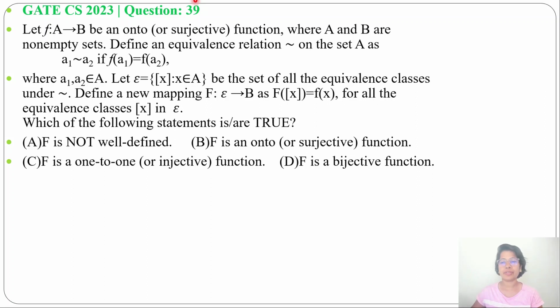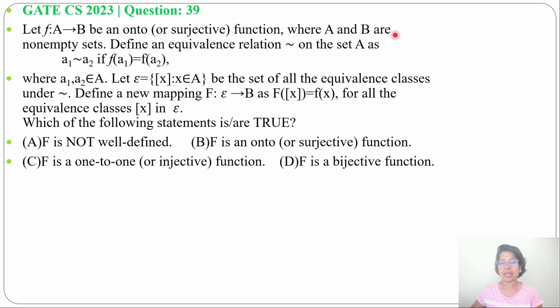Let's solve one previous question of function. This question was asked in GATE CS 2023, question number 39. Let f: A → B be an onto or surjective function. I already discussed onto, one-to-one and bijective functions. Just go through the lecture.